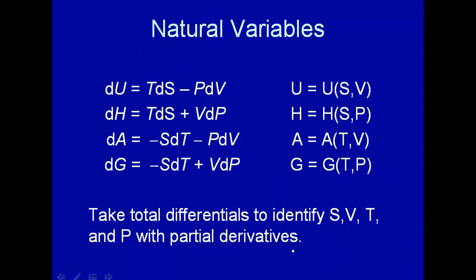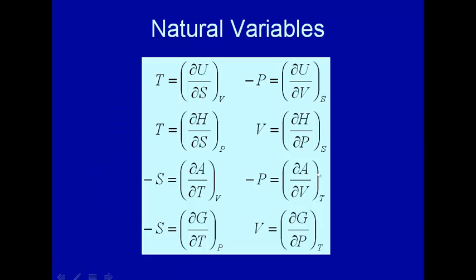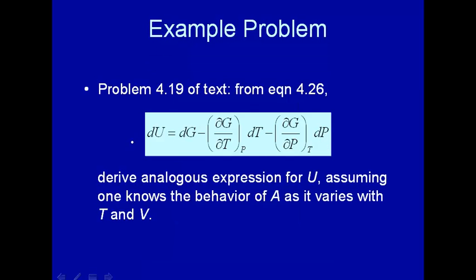All right, so let's go back to the slides here. This sort of summarizes what we just did. And here's a nice summary table of all the relations between the derivatives of those four functions U, H, A, and G with respect to their natural variables, associated with another state variable. As an example of the kinds of things you can do with just taking partial derivatives and playing with the math, let's look at this.